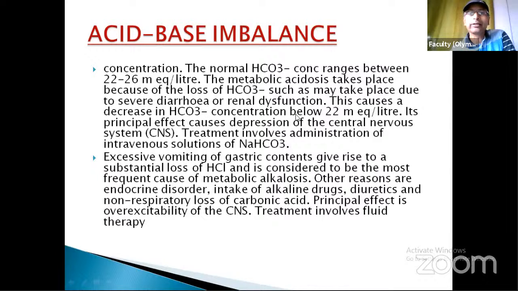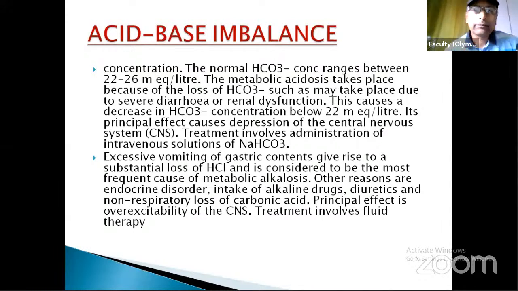So due to diarrhea or renal dysfunction, if HCO3 concentration becomes below 22 milliequivalent per liter, then its principal effect will be acidosis, meaning it will cause depression of the CNS, central nervous system. And what is the treatment? Treatment is that immediately you have to give sodium bicarbonate intravenous solution. If you give it to the patient, it will increase the bicarbonate ion concentration in the body, and that bicarbonate will immediately catch all the excess hydrogen ions to form carbonic acid. H plus plus HCO3 minus will form H2CO3, and that H2CO3 will break into CO2 and H2O, so CO2 will come out. So acidosis will be cured.